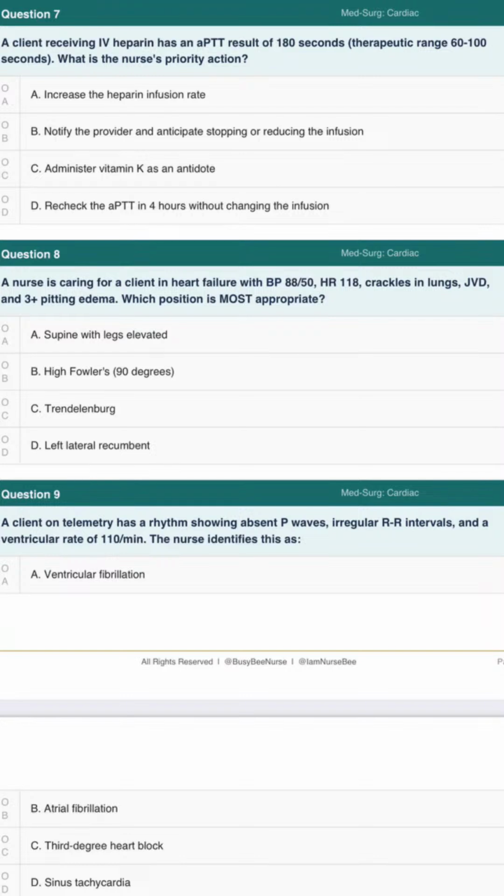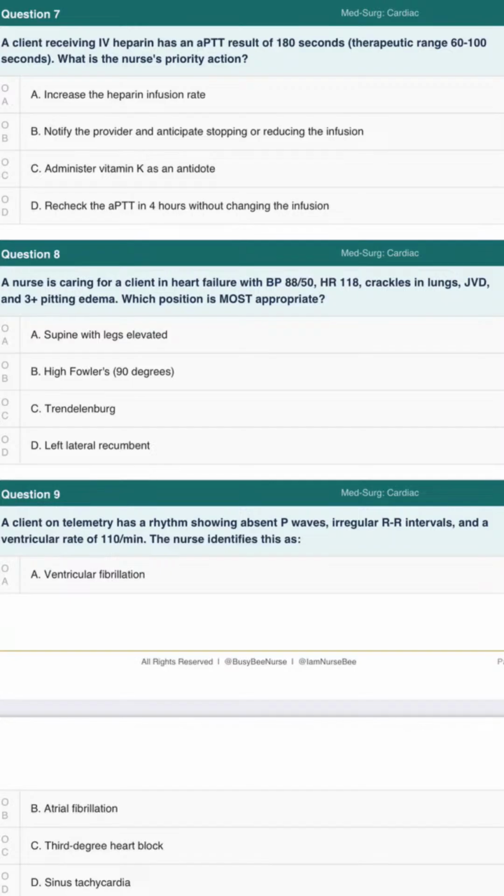A client. Okay, this is a good one. It's about heparin, and you're going to get a lot of these on the floor. Get familiar with heparin. Get familiar with doing EKGs, reading EKGs. But let's move on. Number 7 is about heparin. A client is receiving IV heparin, has an APTT result of 180 seconds. Therapeutic range is from 60 to 100 seconds. What is the nurse's priority action?